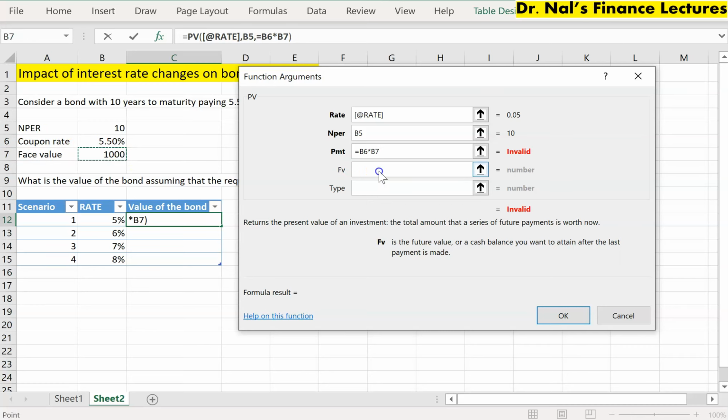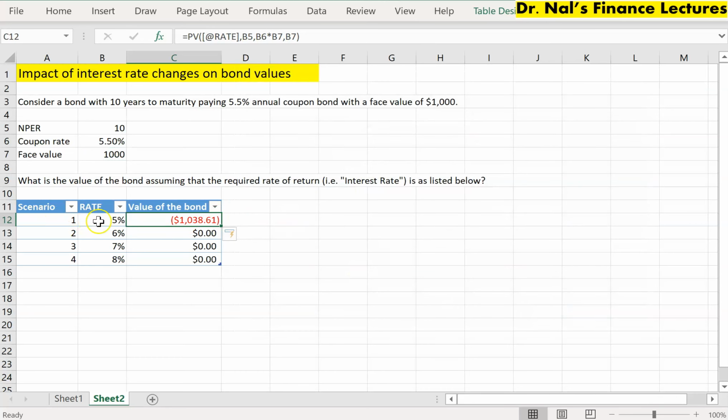I hope that works. Oh, invalid. So it's not letting me use that. So how about this way? Okay, it lets me. So I don't have to put an additional equal sign. And the face value of the bond is $1,000. That's it. So this shows me that a person whose required rate of return is 5% is willing to pay up to $1,038.61 for this bond.